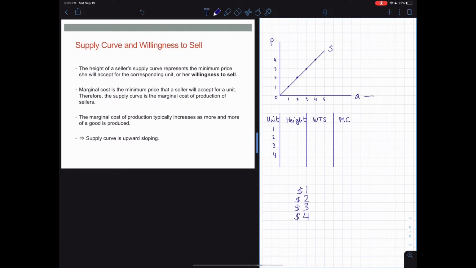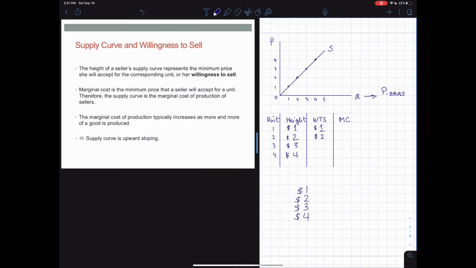Let's say the good that I'm producing here is pizzas. The height of the supply curve that I have drawn at 1 unit of pizza is $1. 2 units of pizza is $2, 3 and 4. According to the first sentence on the slide, the minimum price that I will accept, or my willingness to sell, for the first pizza is $1. That is, I need someone to pay me at least $1 for the first pizza so that I agree to sell it.